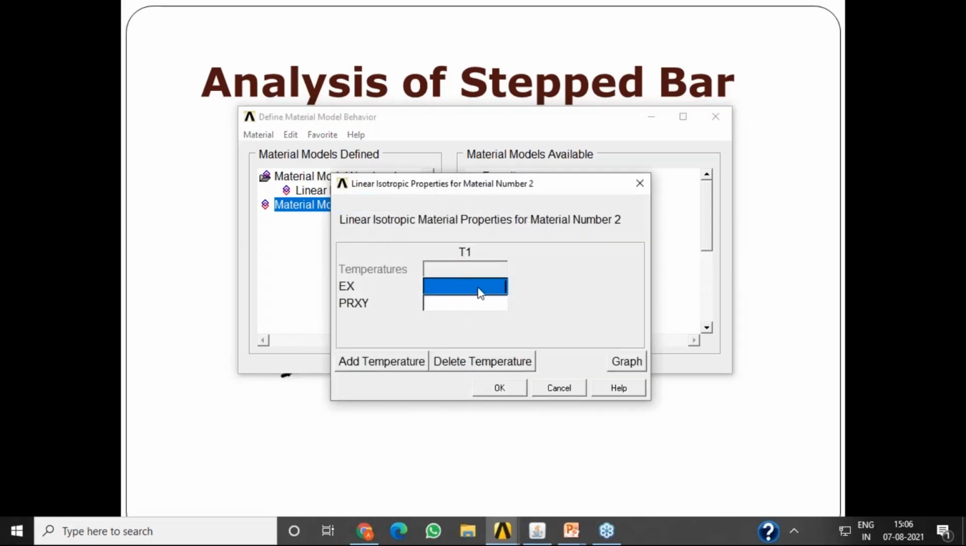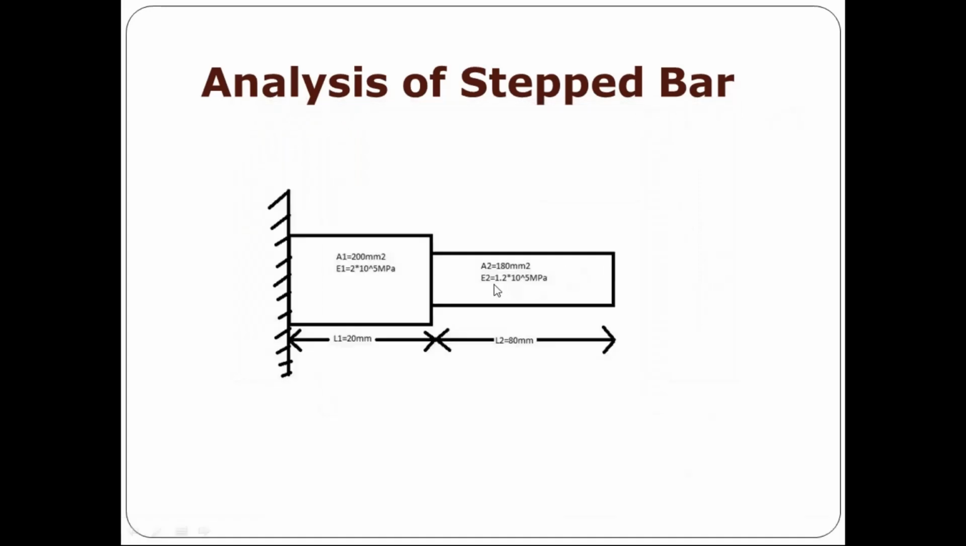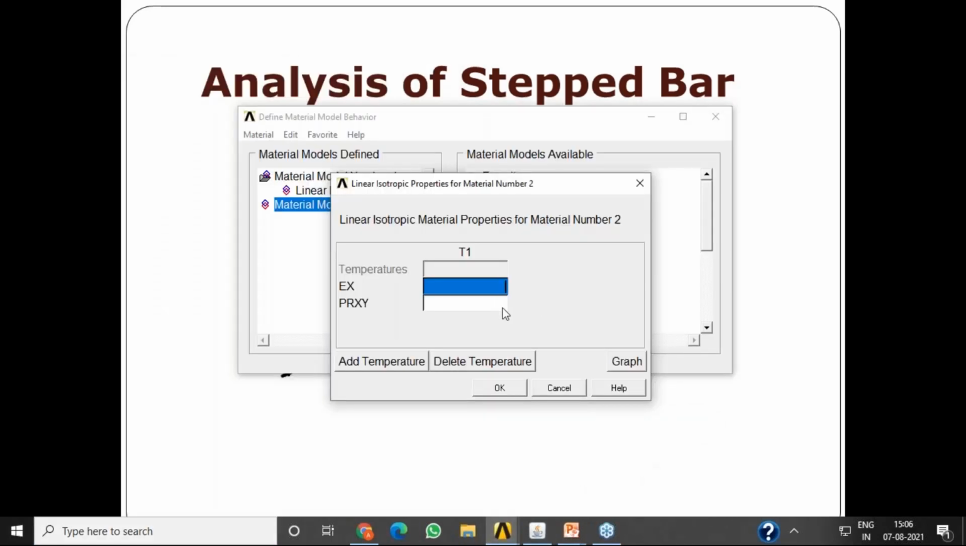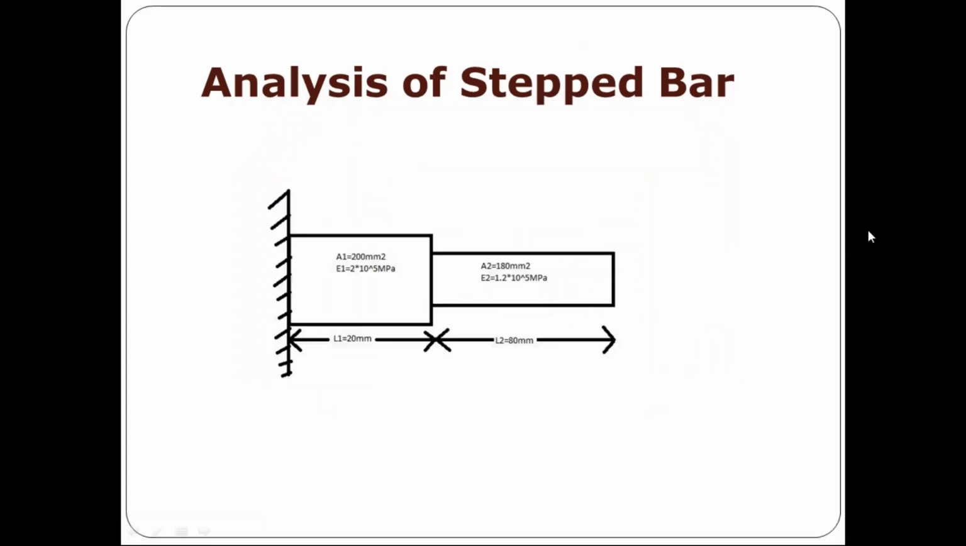What is the second Young's modulus? 1.2 into 10 raised to 5. You can write here 1.2E5. Poisson's ratio 0.3. Okay, you can close it. Material models are created, one for the first one and one for the second one. So any question on how to create the material model?